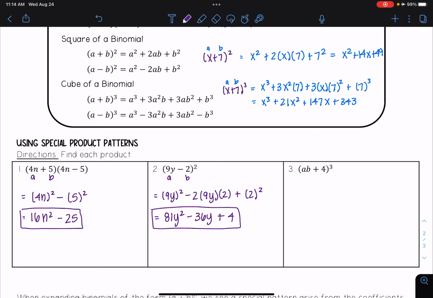Okay, and then this last one, I have ab plus 4 cubed. So here I have a cube of a binomial, so I'm going to follow this first one since I'm adding. Here my a is ab and my b is 4. So following that pattern, I'm going to have a cubed, so ab cubed, plus 3a squared, so ab squared, times b, which is 4, plus 3a, so ab, times b squared, which is 4 squared, plus b cubed.